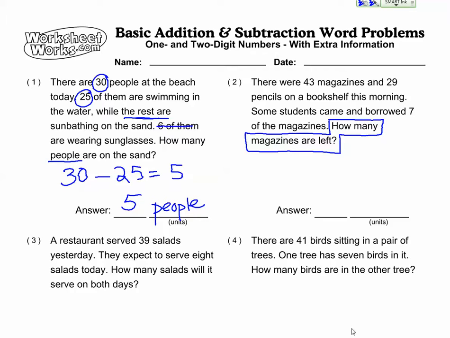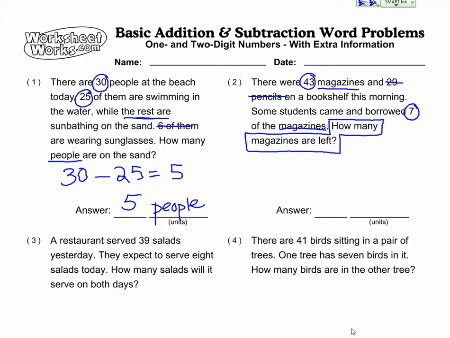Let's go back up into the question. Do you see any important numbers? There were 43 magazines. Obviously, if we're talking about magazines, that would be important. And 29 pencils on a bookshelf. 29 pencils, Panthers. Do you think that's necessary to know to figure out how many magazines are left? I don't think so, so I'm going to eliminate that information. Some students came and borrowed 7 of the magazines. Again, we're talking about magazines, so I'm going to circle that number. I think that is important.